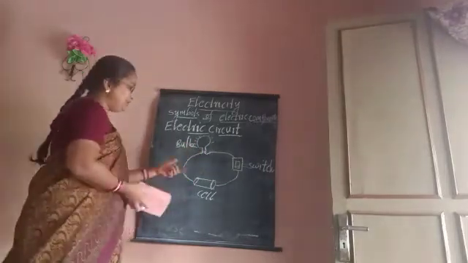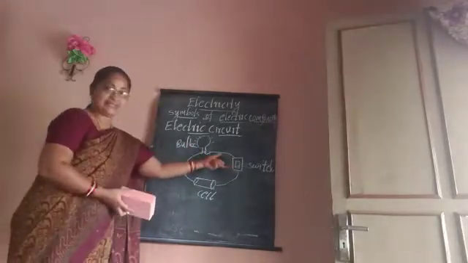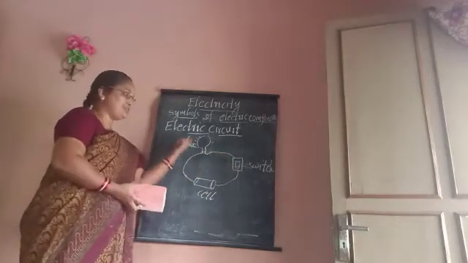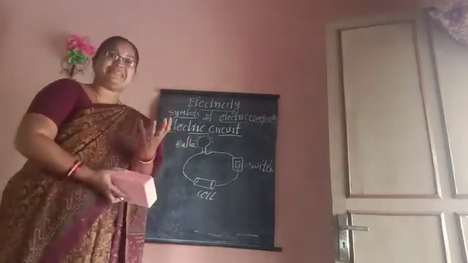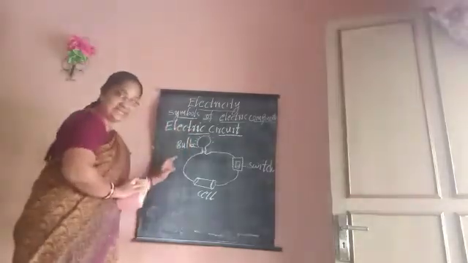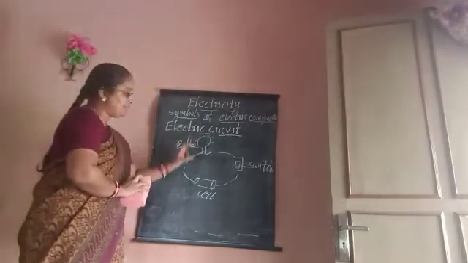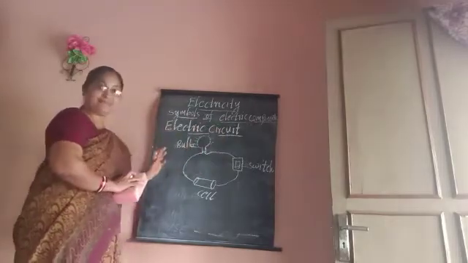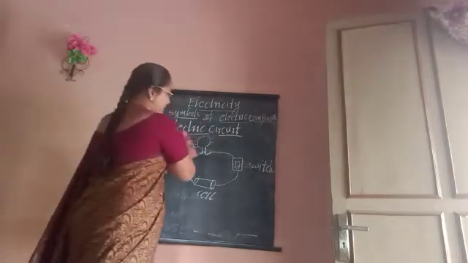If these electric components, cell, switch, bulb, are represented by the symbols, that is called the circuit diagram. This is the circuit. If these electric components are represented by the symbols, then it is said to be a circuit diagram.